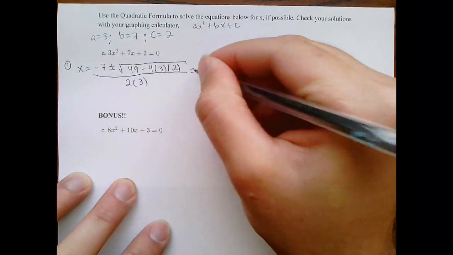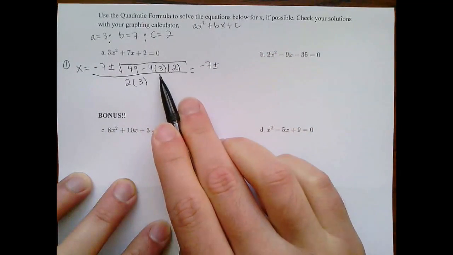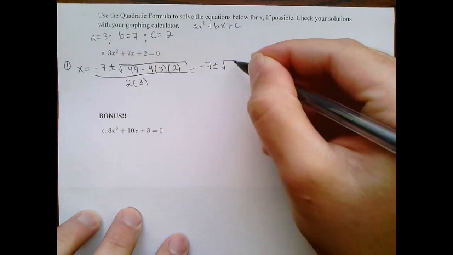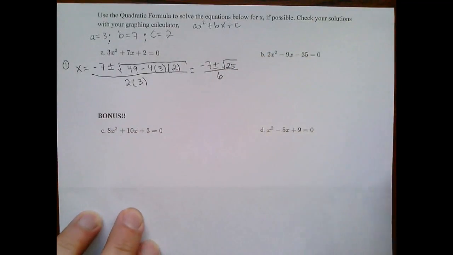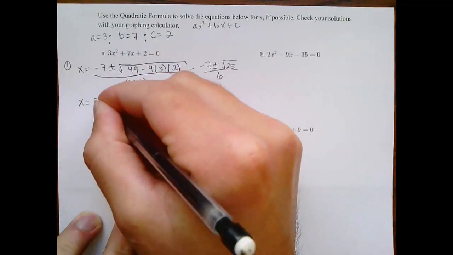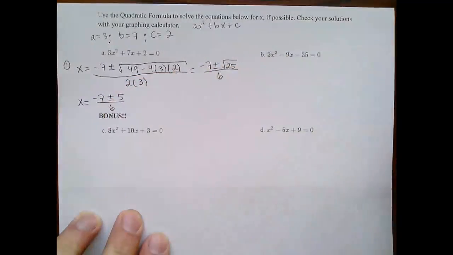All right, we can clean it up a little bit. We have this -7 plus minus. How about here? We have -4 times 3 times 2. If you want, you can go into the calculator. -4 times 3, or you can do it in your head, is -12, times 2 is -24. 49 minus 24 is 25. So we have 25 in the square root, all over 2 times 3, which is 6. Now here's where I would do the simplifying, and then you could split it up into 2 calculations. We have -7 plus minus the square root of 25, which is 5, all over 6.